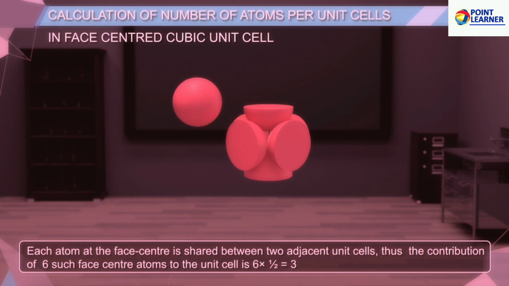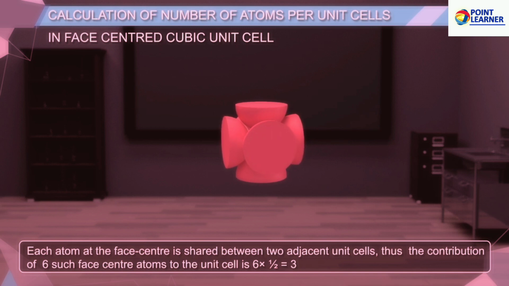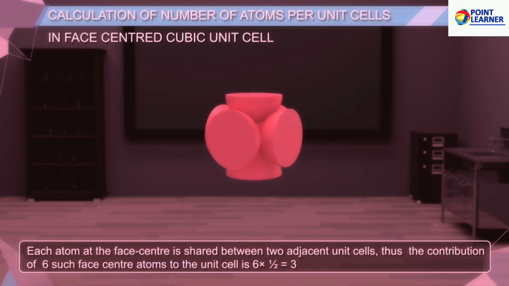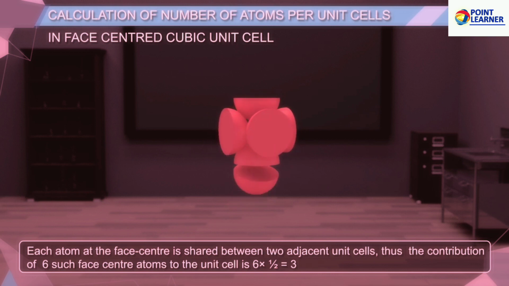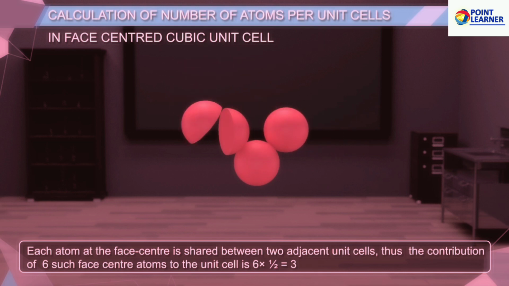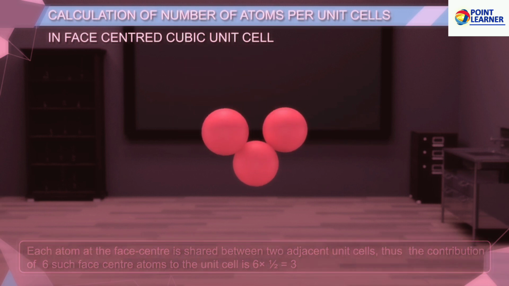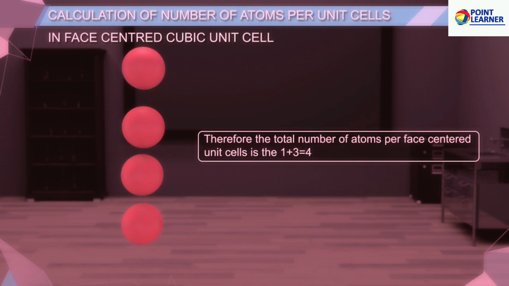Each atom at the face center is shared between 2 adjacent unit cells. Thus, the contribution of 6 such face-centered atoms to the unit cell is 6 into 1 by 2, which is equal to 3. Therefore, the total number of atoms per face-centered unit cell is 1 plus 3, which is equal to 4.